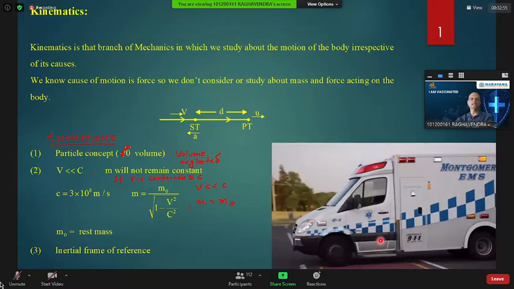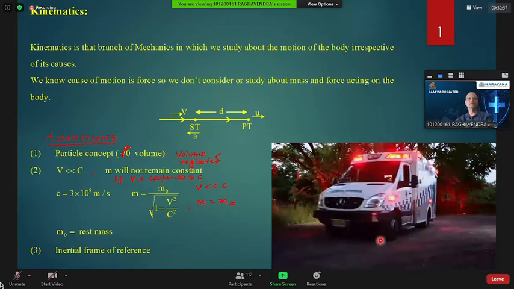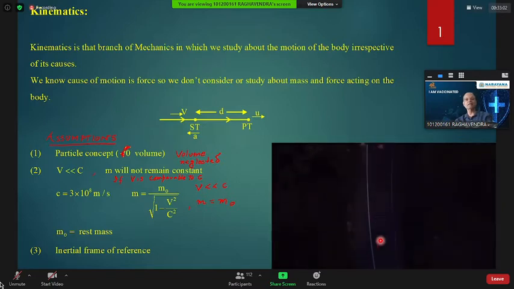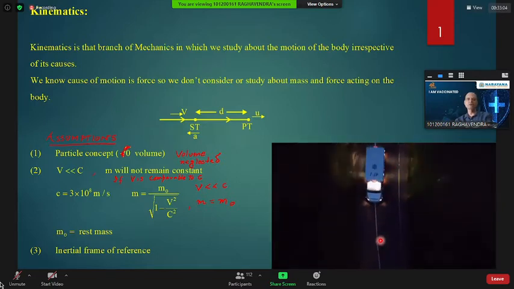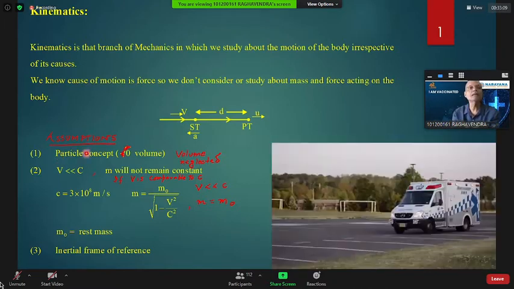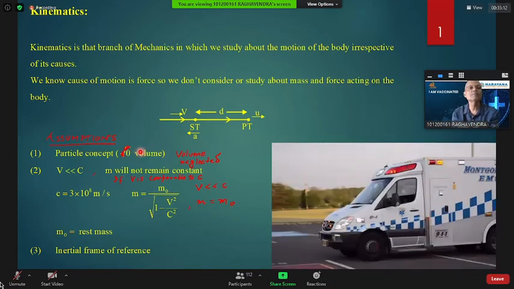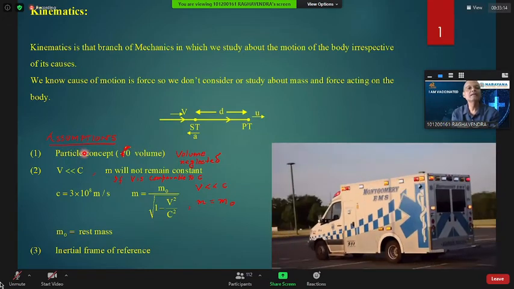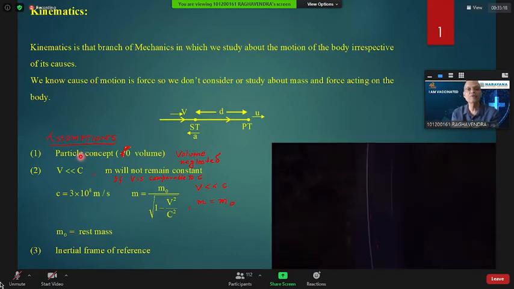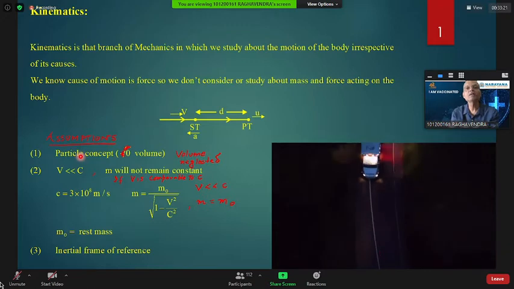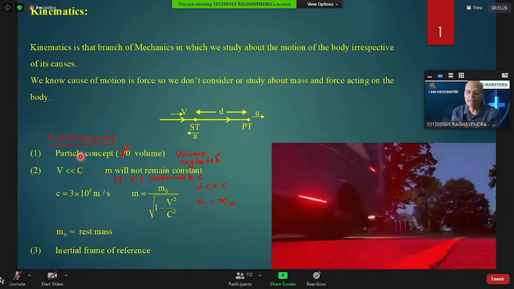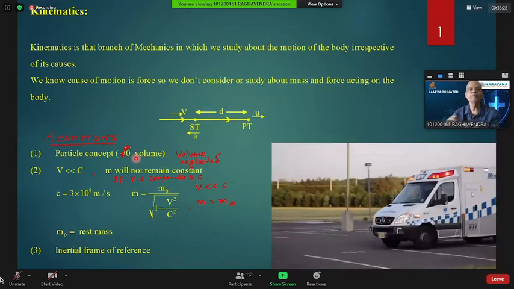The first assumption for the validity of Newtonian kinematics is that we will completely neglect the volume of the system. We will consider only the particle concept. Total mass of the body, we assume, is concentrated at one point. So a van is moving, a train is moving, a bike is moving. All these will be just particles for you. Volume will be completely neglected. You will have to consider zero volume.